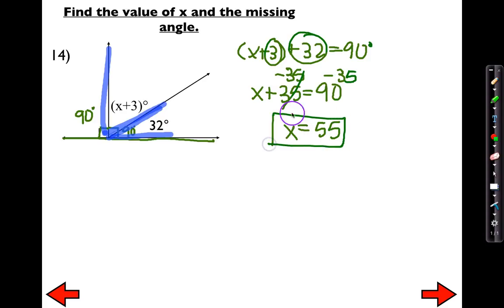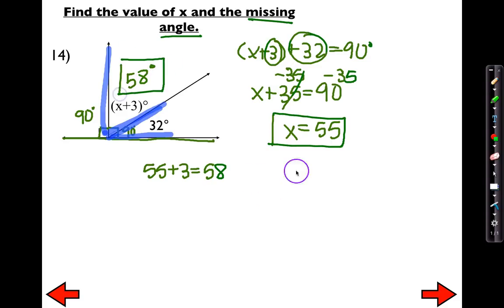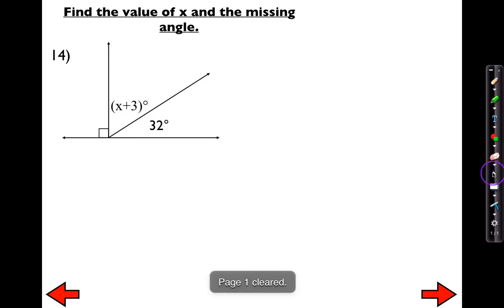But are we done? Hopefully your answer is no, because we need to find those missing angles. This missing angle is x plus 3, so we're going to do 55 plus 3, which is 58. So we're going to write 58 here. So my answer is the missing angle is 58, and the value of x is 55. Okay, moving on.